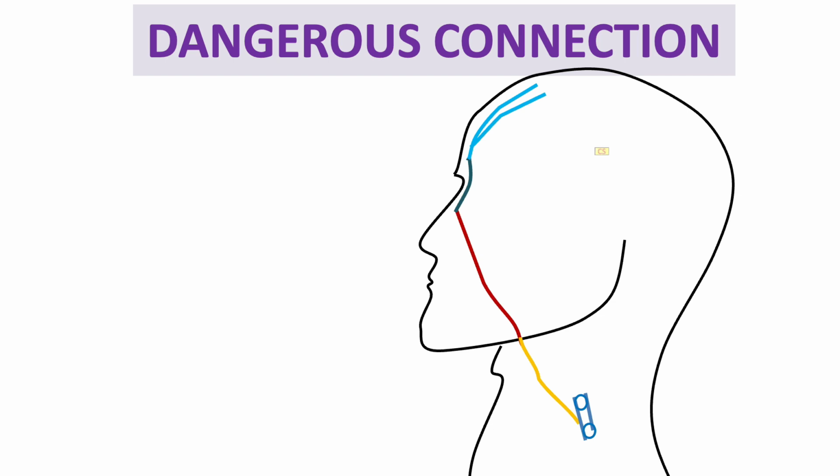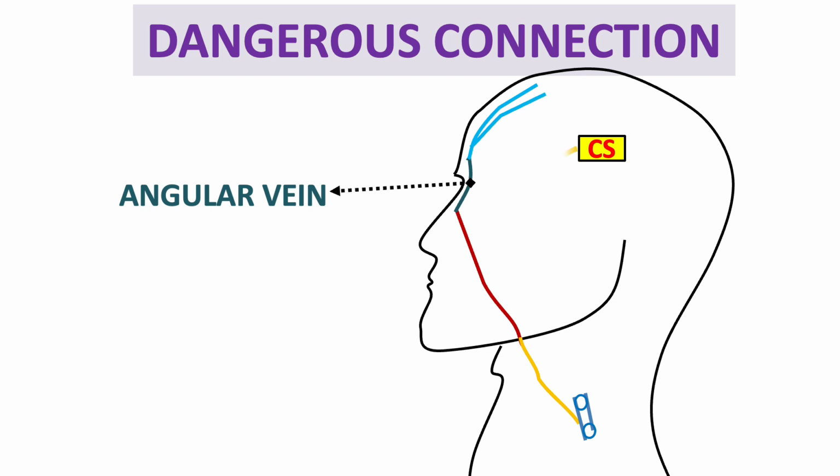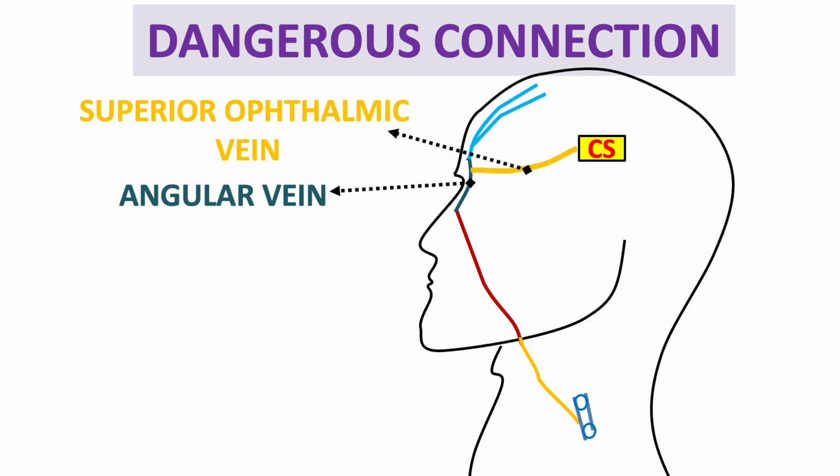As you can see in the figure, this is the cavernous sinus. So it is connected to the angular vein of the face by the superior ophthalmic vein. So infection from angular vein can travel to the cavernous sinus. That is why it is called a dangerous connection.